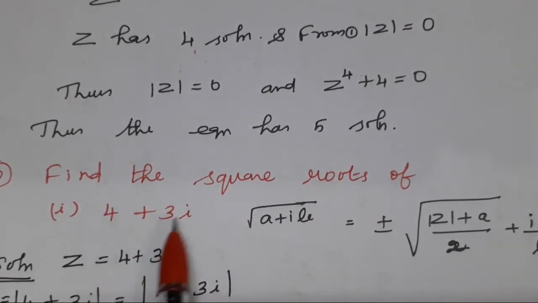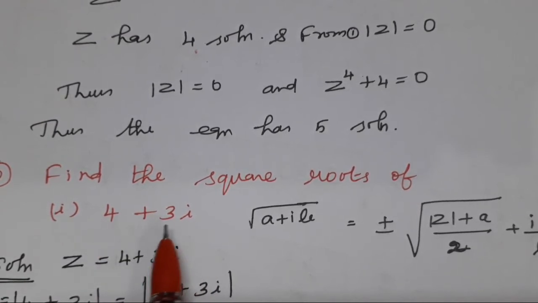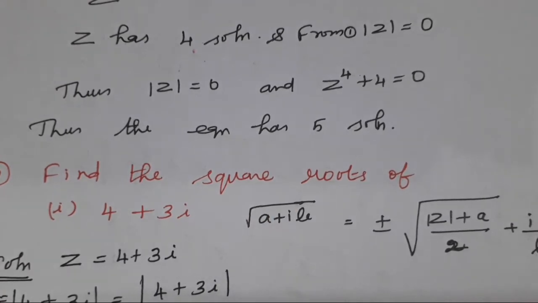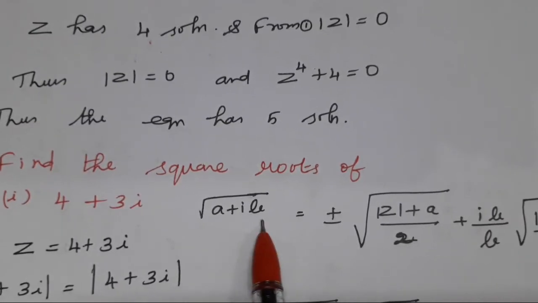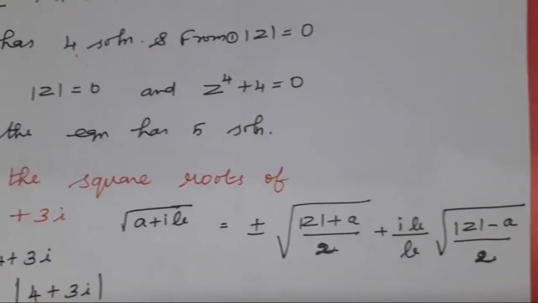This is 4 plus 3i. What number is this? Complex number, with a real part as well as an imaginary part. See the first sum. Similarly, the square root of this: remember the formula. Root of a plus ib equal to, see, learn the formula. These are asked in the 2 mark question.